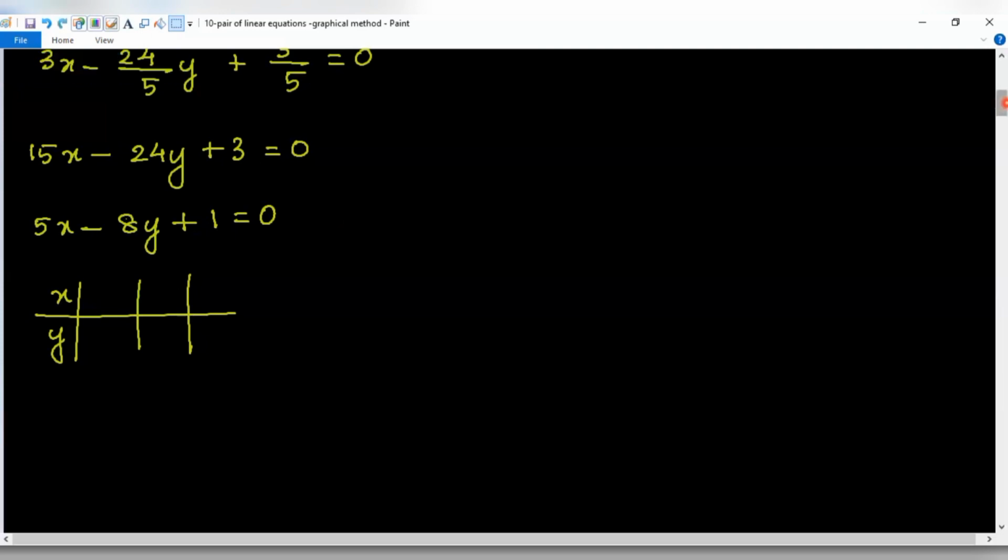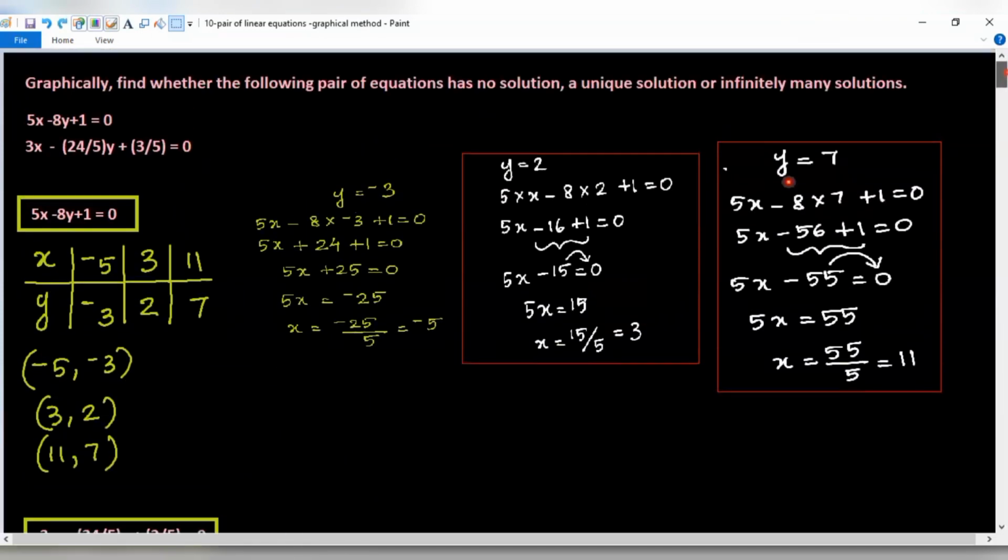Both the lines are the same, which means they are coincident. Coincident means they have infinitely many solutions. But the question is we have to show it graphically. That is why we will take the same values from here and plot the graph.